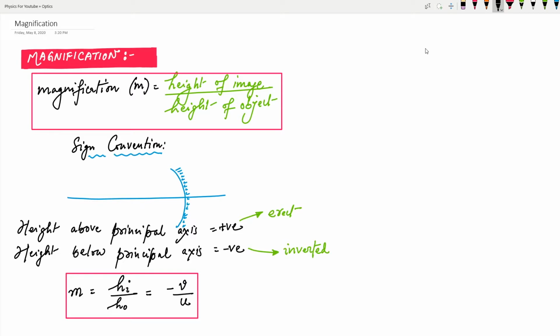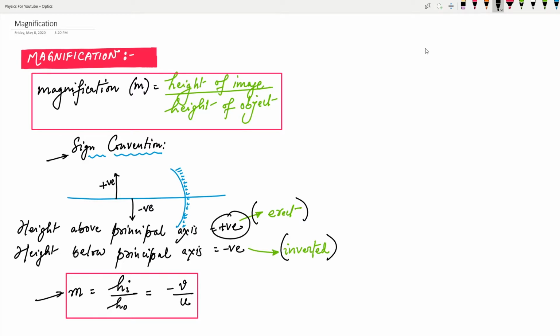And we have also discussed the sign convention. So let's see. The height above the principal axis is taken as positive. Suppose our image is formed in this direction, then we'll be taking the height to be positive. And if the image is formed in this direction, like inverted, then we'll be taking it as negative. So height below the principal axis is taken as negative, so we can say that it is inverted. If it is positive, then we can say that it is erect.